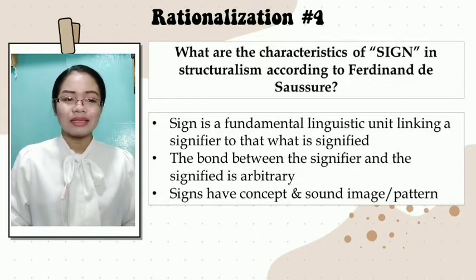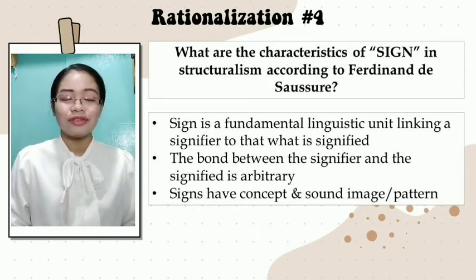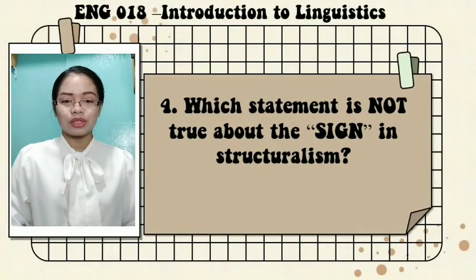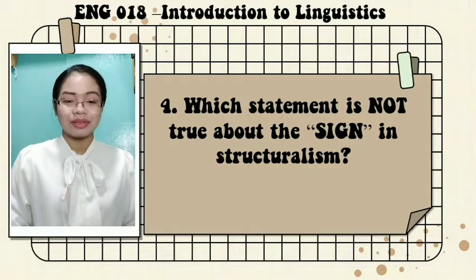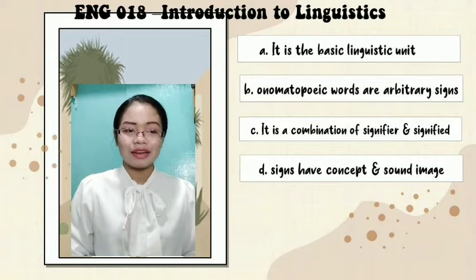Sign is a fundamental linguistic unit linking a signifier to that which is signified. The bond between the signifier and the signified is arbitrary. So signs have concept and sound image or pattern. Going back to question number 4, which statement is not true about the sign in structuralism? Begin eliminating these letters that are not the meaning of sign in structuralism.